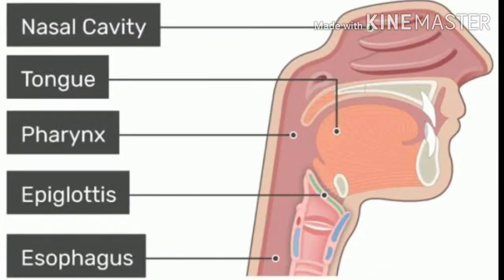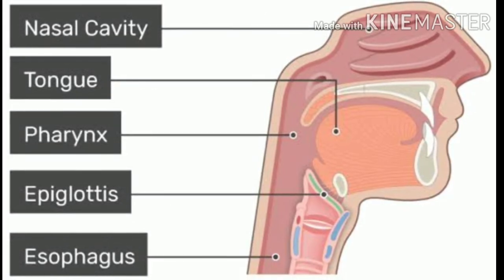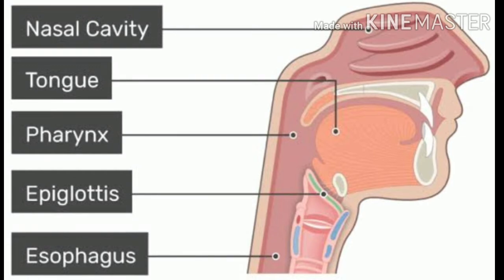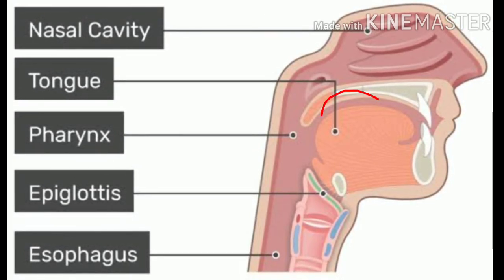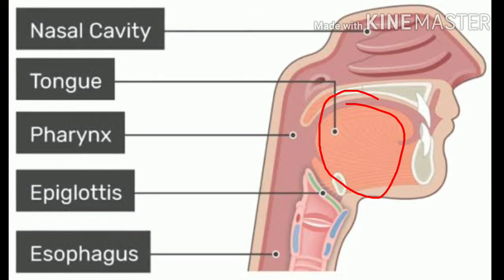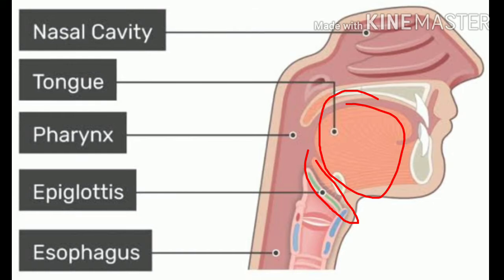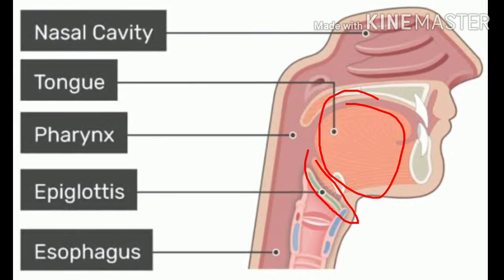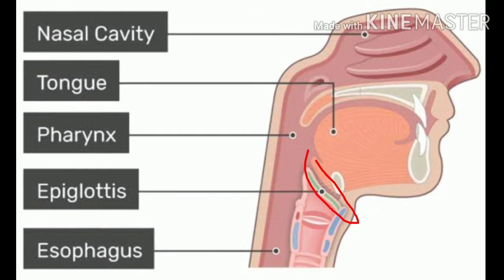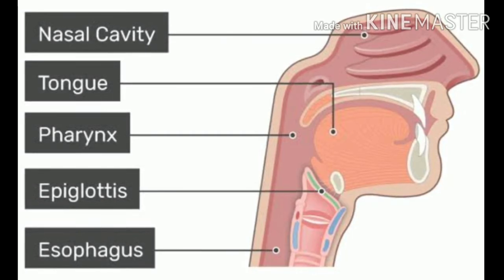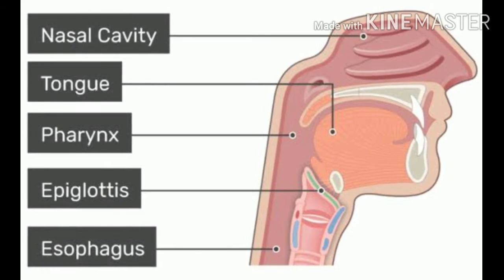Now as you can see in this picture, this is the tongue, right? And just behind the tongue is this flap-like structure called the epiglottis, which protects the windpipe from food particles entering it. So this is our epiglottis.